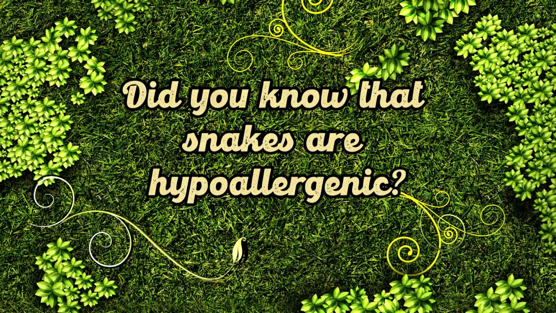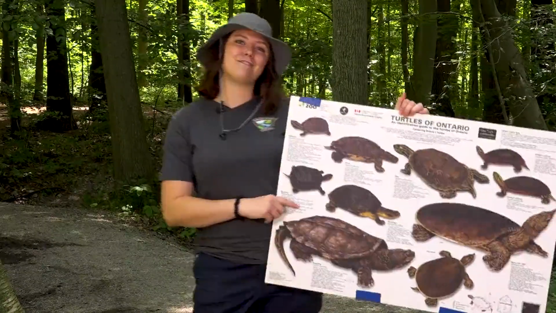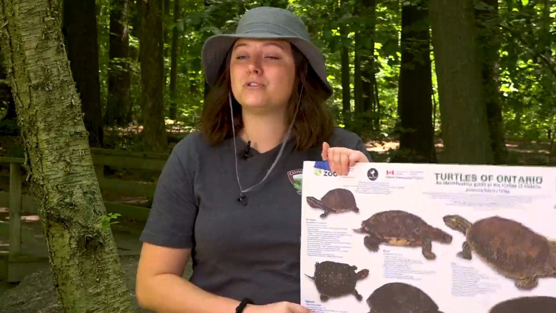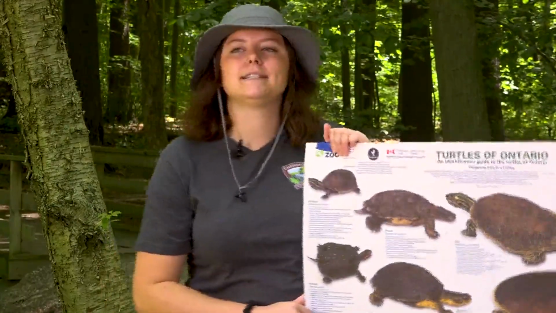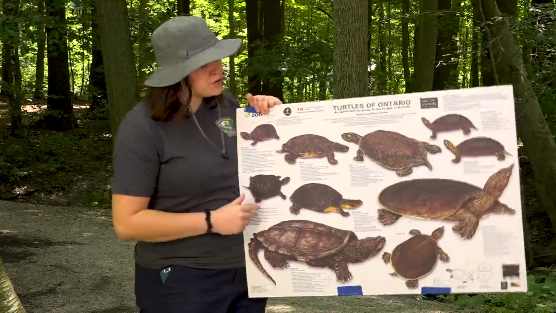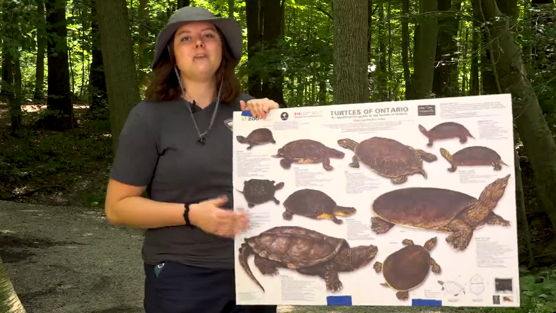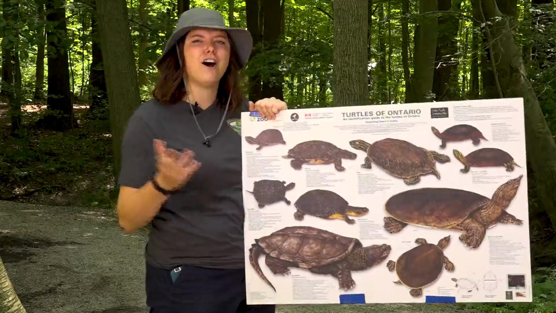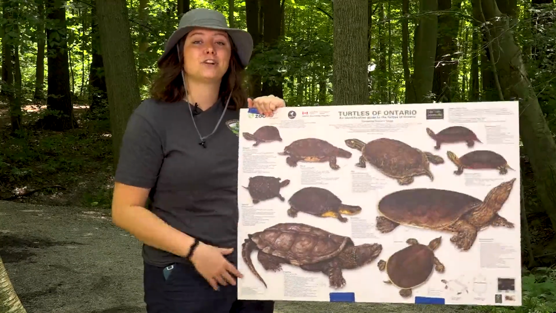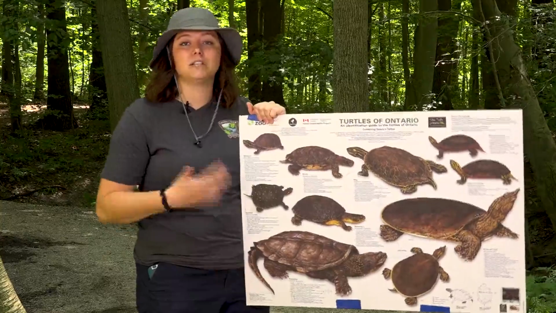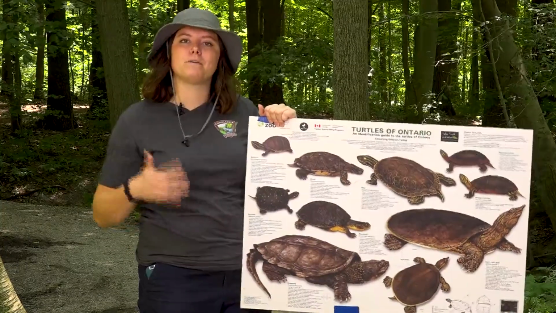Let's talk about what we can find in wetland. We're going to start with turtles. And I have a poster here to show us all the turtles we can find in Ontario. Turtles are reptiles, and they're also ectothermic, or also known as cold-blooded. That means that they take on the temperature of the environment around them. So if you were to put a turtle inside of a fridge, it would be the same temperature as inside of the fridge. If you put a turtle on a hot rock that's been baking in the sun, the turtle is going to be the same temperature as that hot rock. So that's why you see a lot of turtles basking in the sun. They're just trying to warm up their bodies.